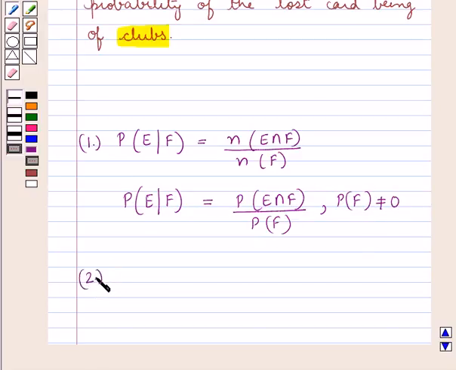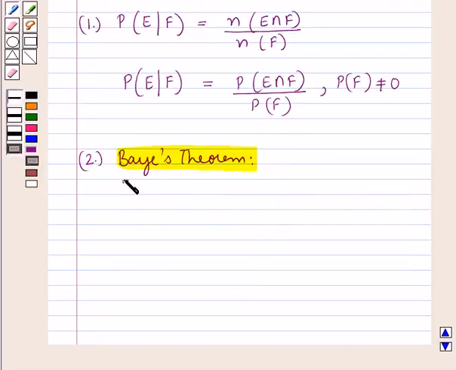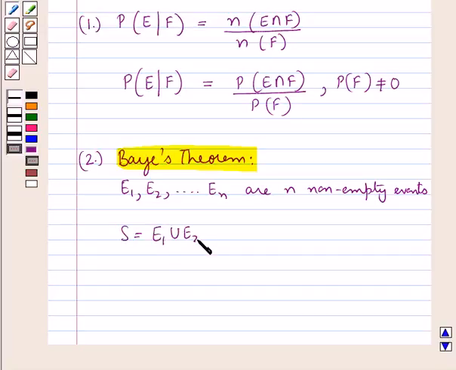Next, we have the Bayes' theorem, according to which we have that if E1, E2 and so on up to EN are n non-empty events such that they are pairwise disjoint, and also the sample space S is equal to E1 union E2 union so on union EN.